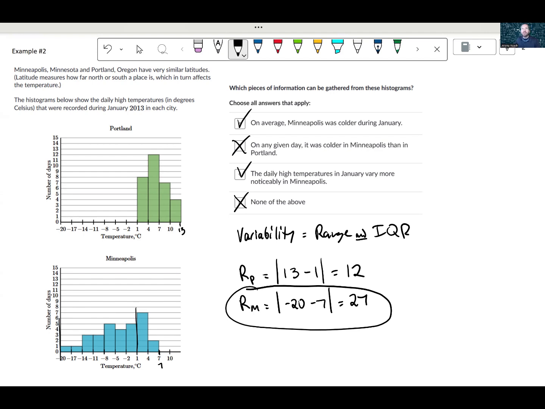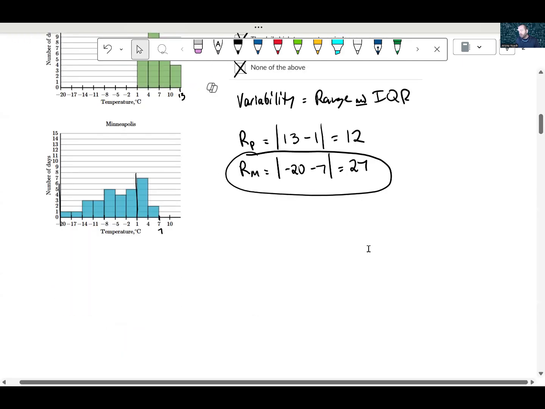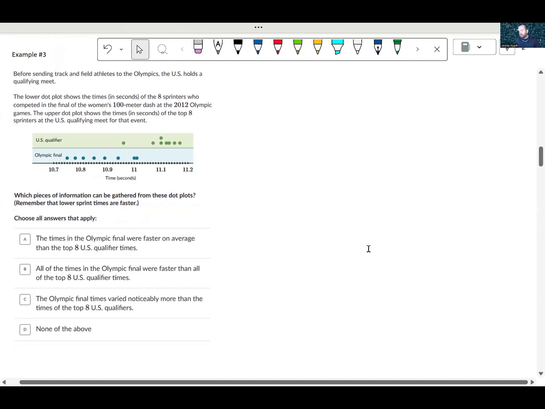Let's look at one more of these with a dot plot. So we've looked at box and whisker plots and histograms. Now let's look at one with a dot plot. This says, before sending track and field athletes to the Olympics, the U.S. holds a qualifying meet. And there's a dot plot that shows us the time in seconds of these 8 sprinters who competed in the women's 100-meter dash at the 2012 Olympic Games.